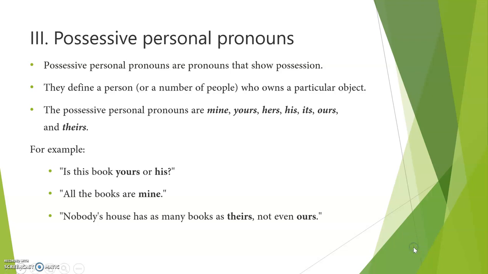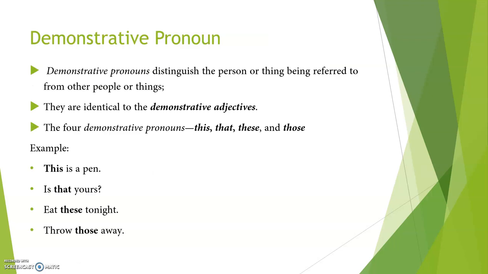Moving on, demonstrative pronouns. Demonstrative pronouns distinguish the person or thing being referred to from other people or things. They are identical to the demonstrative adjectives. There are 4 demonstrative pronouns and they are this, that, these, and those.